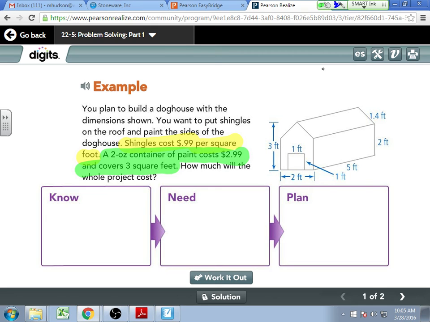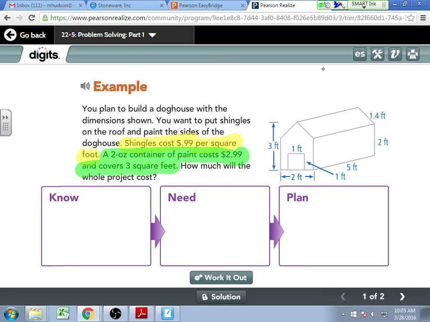They say you plan to build a doghouse, but they don't have any wood costs on here. So we'll assume I got a bunch of scrap wood and can build this for free, but the paint I'm going to have to buy and the shingles I'm going to have to buy. Let's start with the roof.